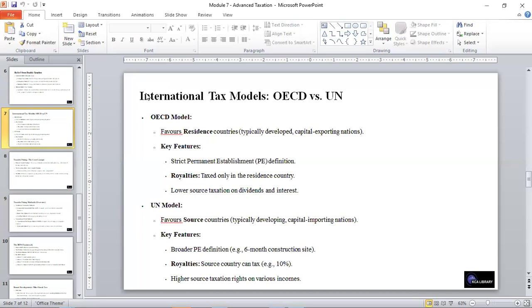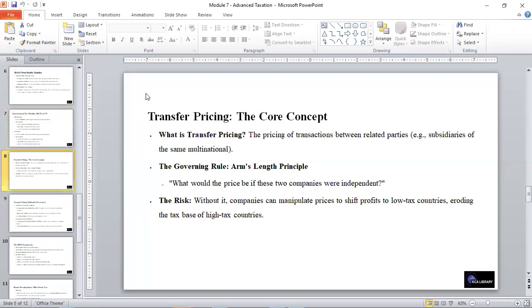And the UN model favors the source countries, typically developing and capital importing nations. The key features are a broader PE definition, an example of this being a 6 month construction site. For royalty, the source country can tax, e.g. maybe 10%. And the last is higher source tax rights on various income.